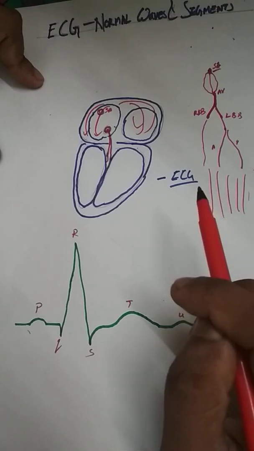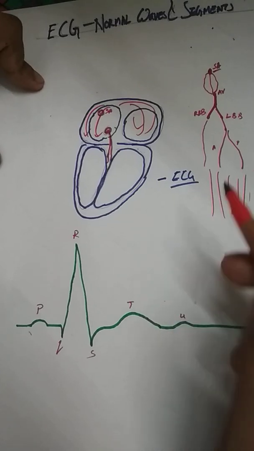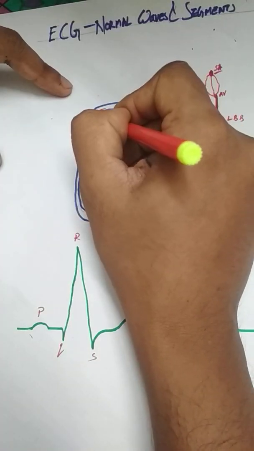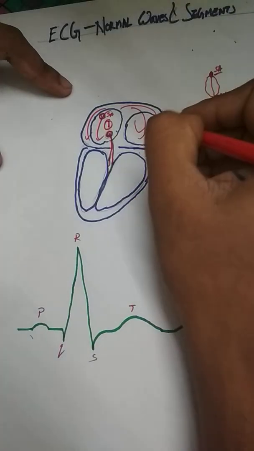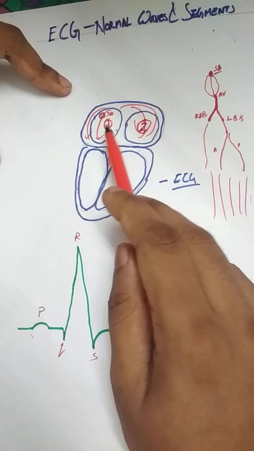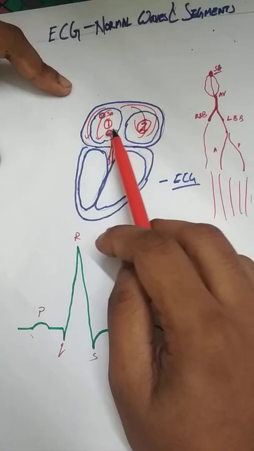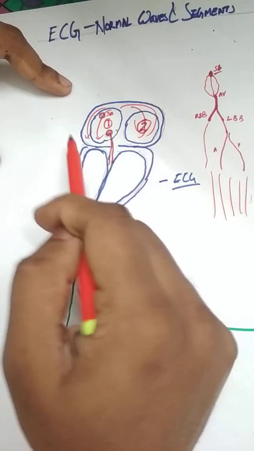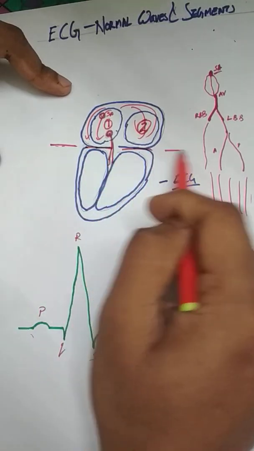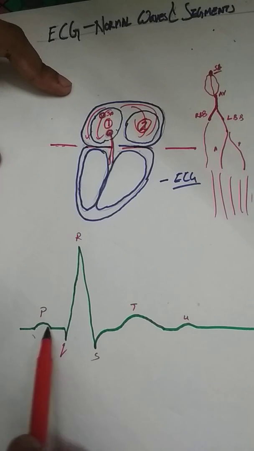So this is the first part. The depolarization of the atrium takes place in two parts. First there is depolarization of the right atrium, then there is depolarization of the left atrium. This depolarization of both the atria is represented by a small rounded wave, which is the P wave.